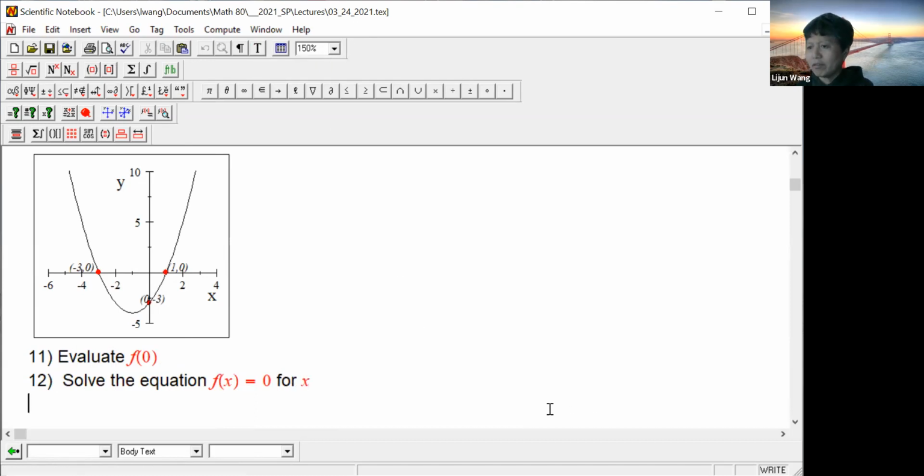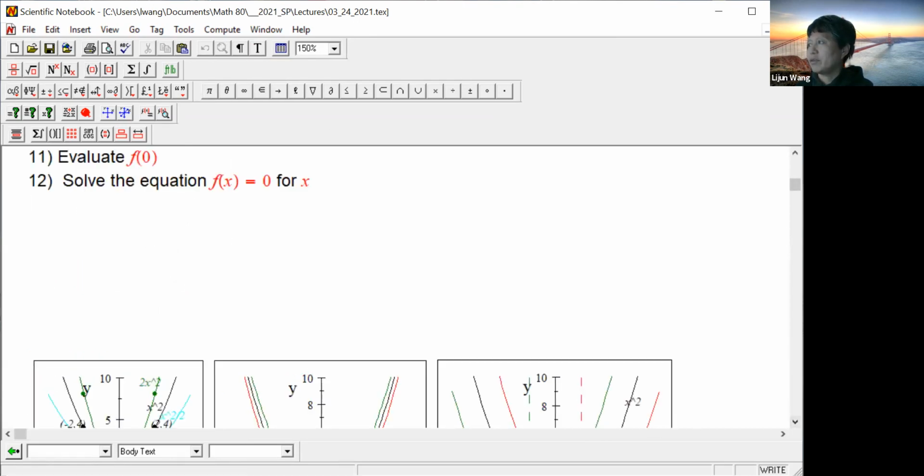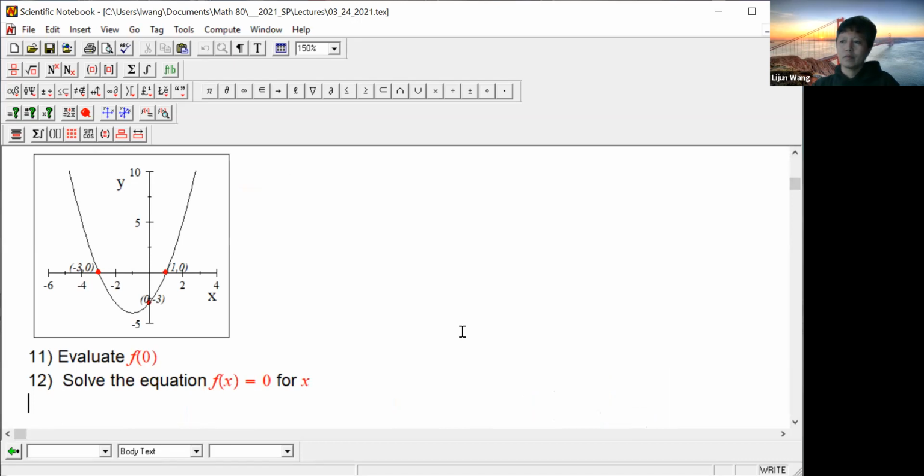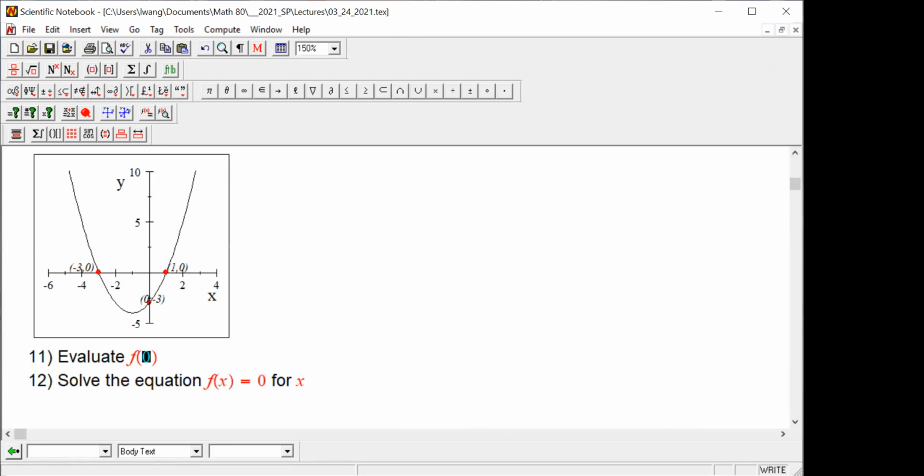These kinds of questions often get our students very, very confused. Does it confuse you? One is evaluate f of 0, and the other one is solve the equation f of x equals 0. We have 0 here, we have 0 here. What's the difference? Could anybody tell me what's the difference? The 0 is in the f. I mean, is in the x.